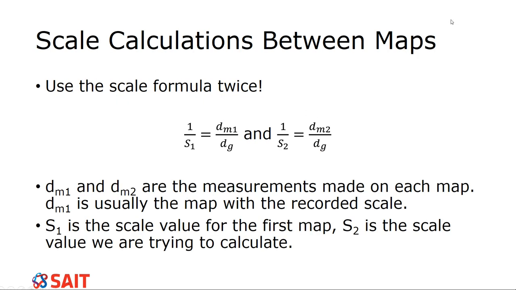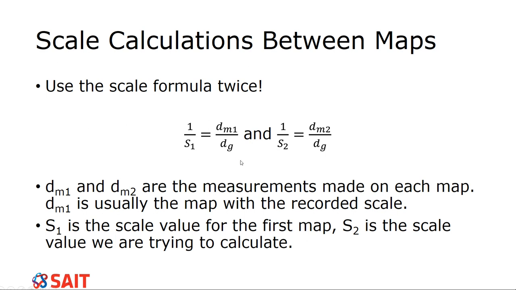So we get to use the scale formula twice when we do this. We have 1 over S1, which is the first map, equals dm1 over dg. And then we also have 1 over S2, which is the second map, equals dm2 over dg. dm1 and dm2 are the measurements on each map. dm1 is usually the map with the recorded scale, so you know the scale on that map. S1 is the scale value of the first map, and S2 is the scale value we're trying to calculate.